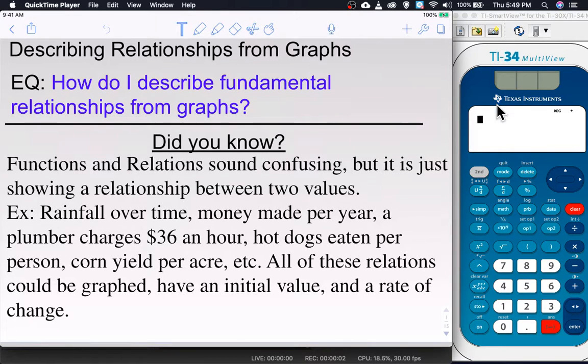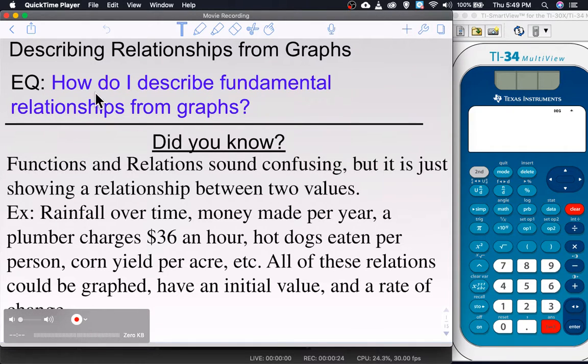Hello, and welcome to this lesson on describing relationships from graphs. In this lesson, we're going to be talking about having a graph of a function and being able to put some meaning behind what the labels mean, what the graph looks like, basically being able to tell a story from a picture. Okay, we can see the essential question says, how do I describe fundamental relationships from graphs?